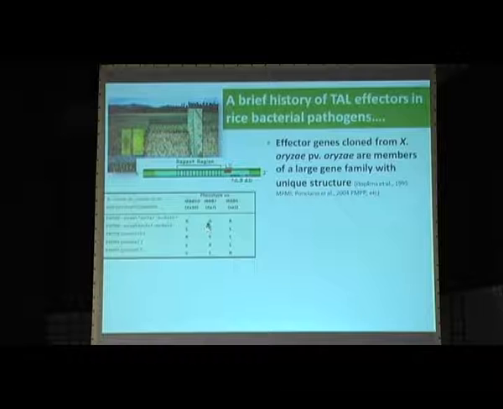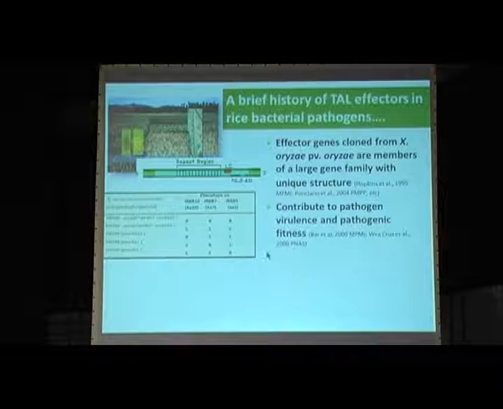These genes were responsible for the race-specific recognition by different R genes in rice. So, for example, avrXa10 conferred resistance on rice with the Xa10 gene, and so on. They also were shown a long time ago to contribute to pathogen virulence. That is, if you knock them out, the pathogen loses its ability to colonize the plants. And they're also very important in pathogenic fitness.